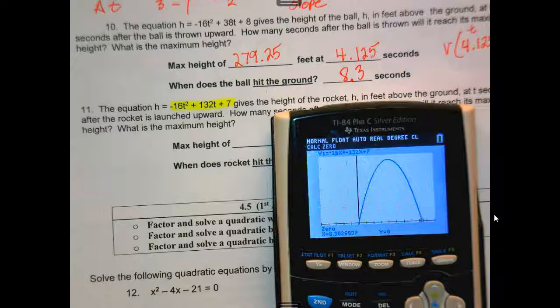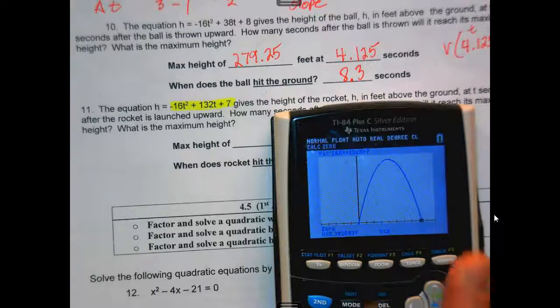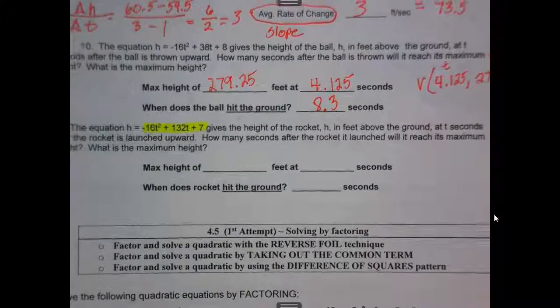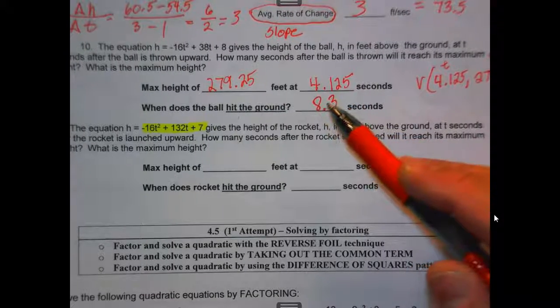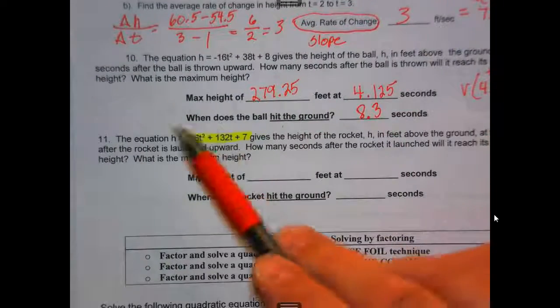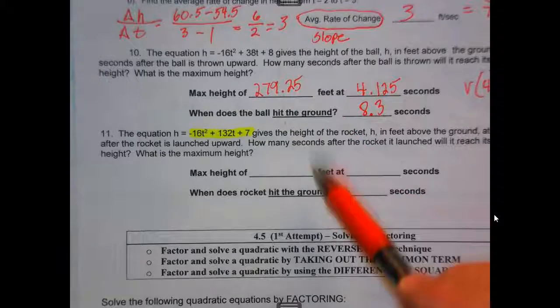Now, the next section is 4.5. We actually didn't cover this yet, but we kind of did. 4.4, factoring. If you want to try this section, that means you can actually sleep through 4.5 when we do it. I hope some of you are extremely good at factoring. It hits the ground in 8.3 seconds. Oh, I did number 10 instead of, oh, I see. Yeah, this should be down here.